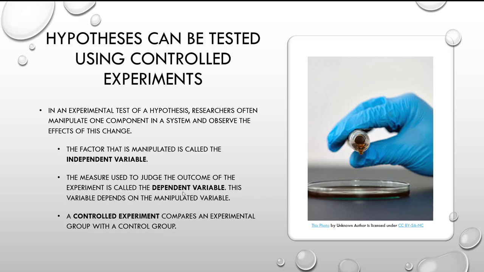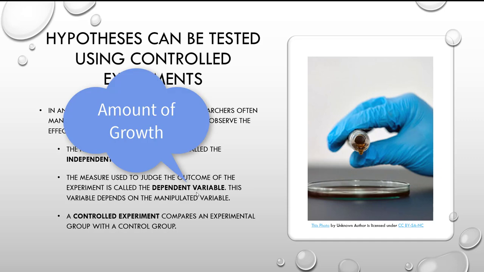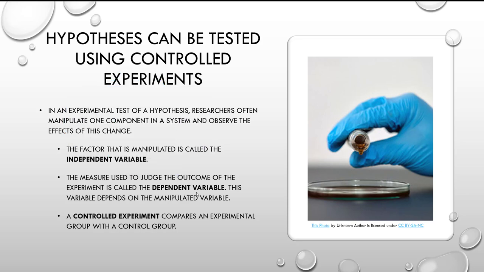And then what is my dependent variable? What am I measuring? In this case, I'm measuring their growth. Okay, so I'm going to check out how much they grow each week. Okay, so the dependent variable depends on the independent variable. Their growth rate depends on what type of fertilizer they got. All right, so this is how we set up our experiment.